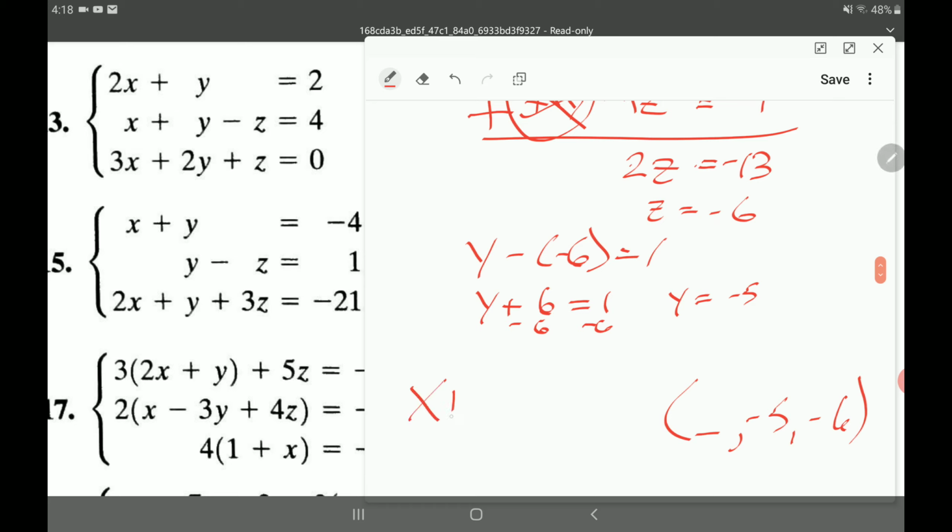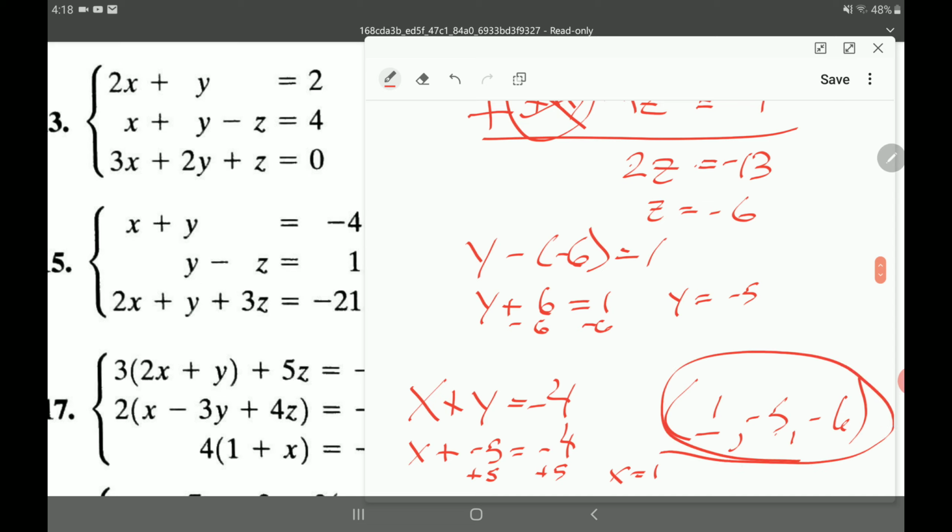Alright, so we have x plus y equals -4. We're going to plug this -5 in, so x plus -5 equals -4. Add 5, x is equal to 1. Alright, and if you want to check, plug that into that bottom equation. That's going to give you 2 minus 5 plus a -18 equals -21. So 2 minus 5 is -3. -3 plus a -18 does equal -21. So this does work. I hope it answers some of your questions on the homework.